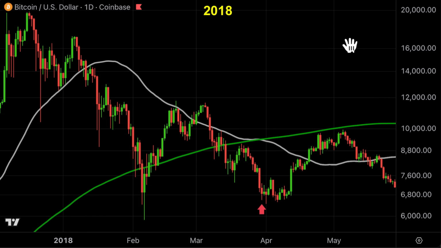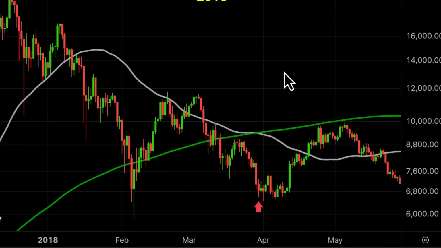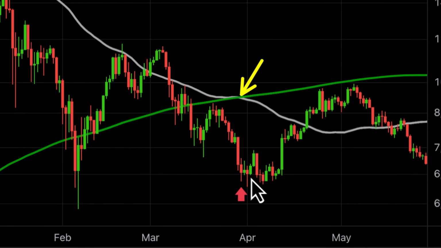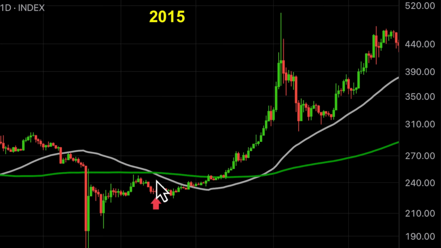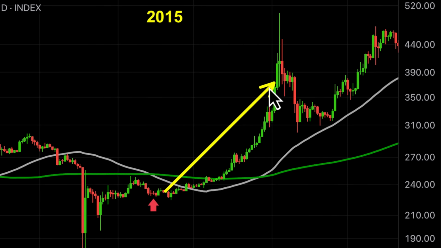2018, notice, despite the fact that that year it was a bear market for Bitcoin, after the death cross signal occurred, pretty much soon after, in the next several weeks, Bitcoin rallied. 2015, again, after death cross signal, price rallied higher in the next 1 to 3 months.